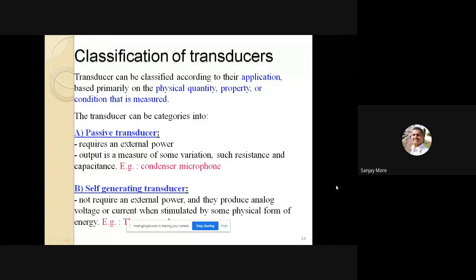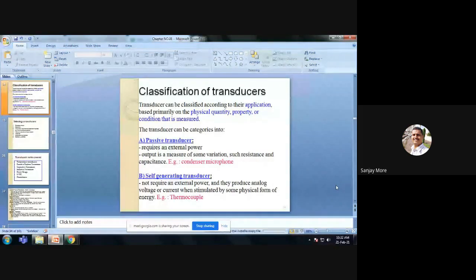Second one is a self-generating transducer. These do not require external power and they produce analog voltage or current when stimulated by some physical form of energy. For example, thermocouple.